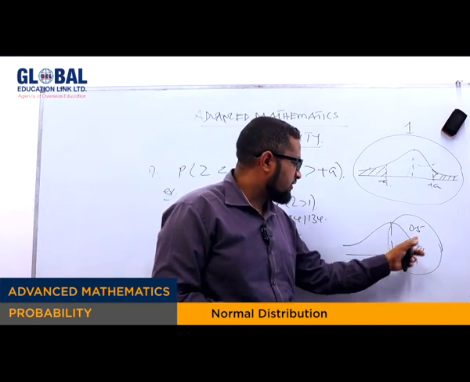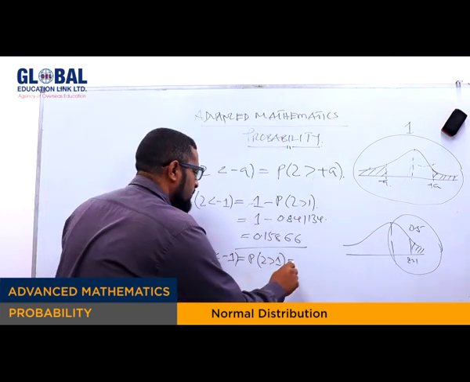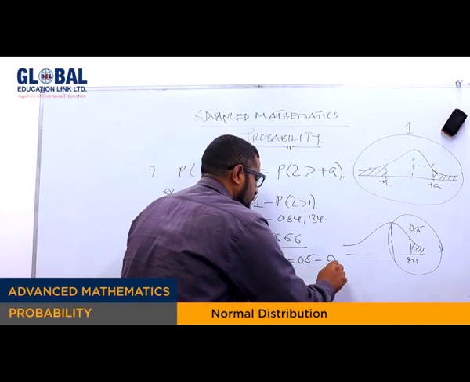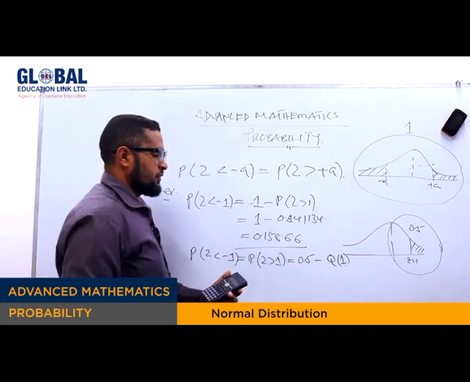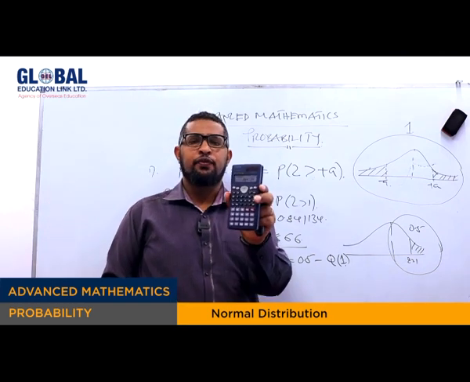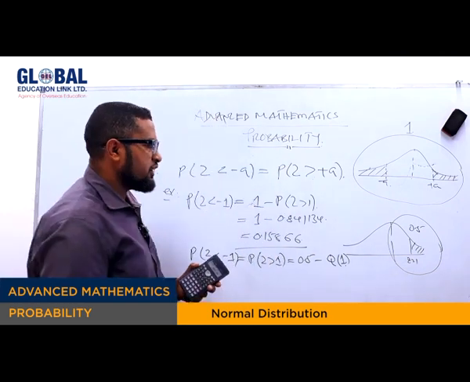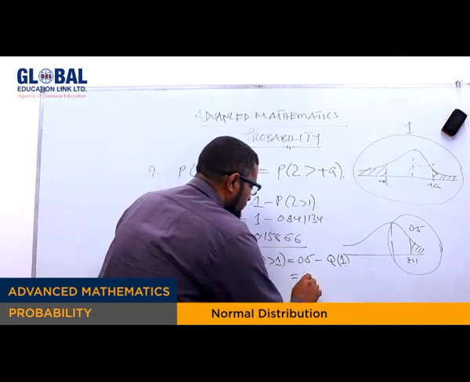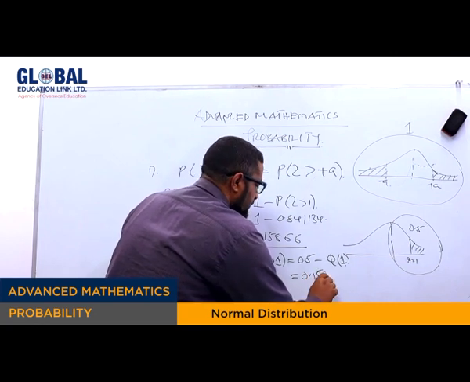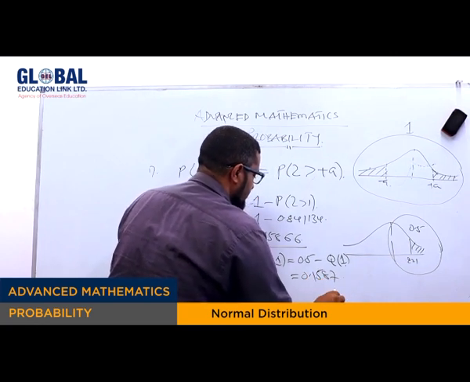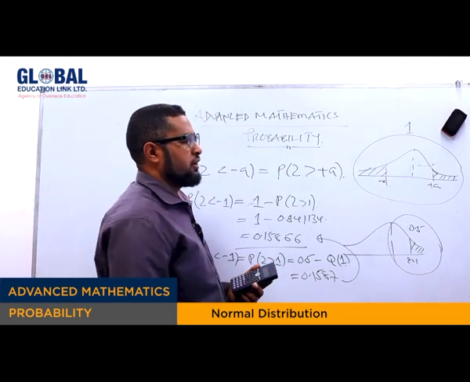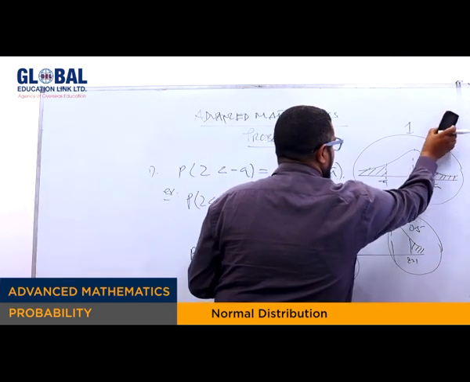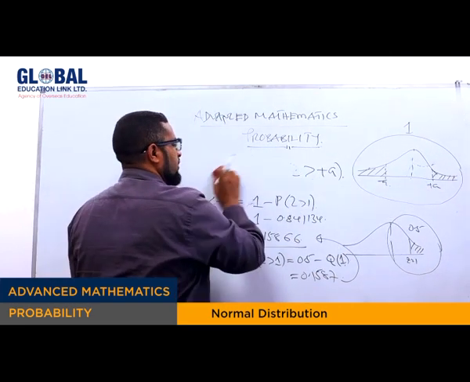So to obtain this, it's the same as taking 0.5 minus Q of 1. Where do I obtain Q? Again, it is from the calculator. So if you use your calculator and plug it in, you will see the last value will be equal to 0.1587, which is the same as the above one. So that is case number 1, when you are given the probability of z less than negative a. Let's check the second one.